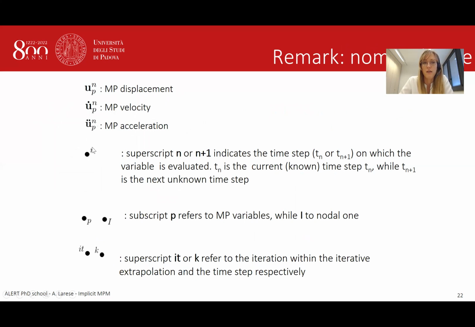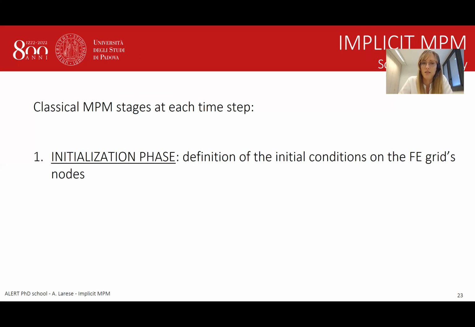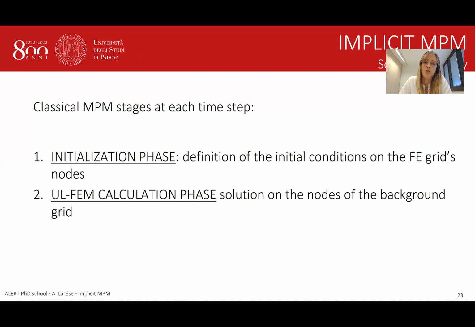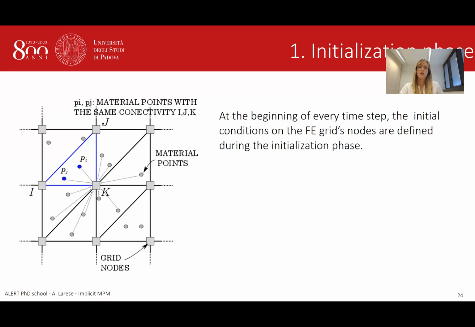Just nomenclature very, very quickly. When I use the upper script n or n+1, it is the time index. I've already spoken of the subindex, and then I also indicate the iteration on the left of the variable. And I use u as displacement, u dot as velocity, and u double dot as acceleration. So which are the MPM stages? First of all, we have an initialization phase in which basically we map all the information onto the finite element mesh. Then we have a FEM step, an updated Lagrangian FEM step. And finally, we need to recover the position of the grid and to store all the information on our material points. So let's go a little bit more in detail.